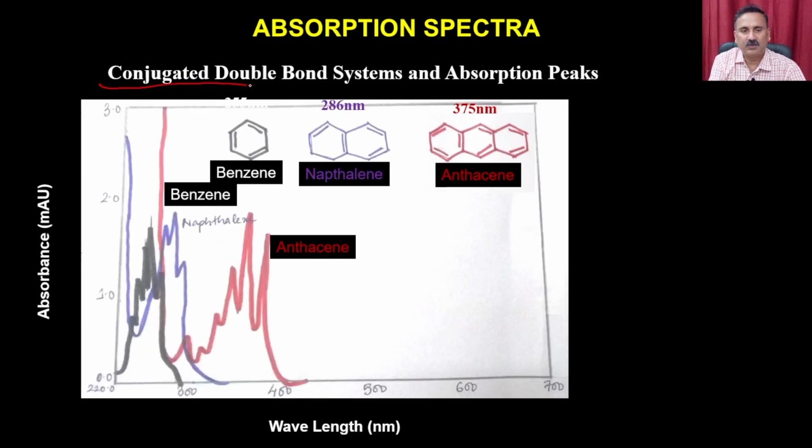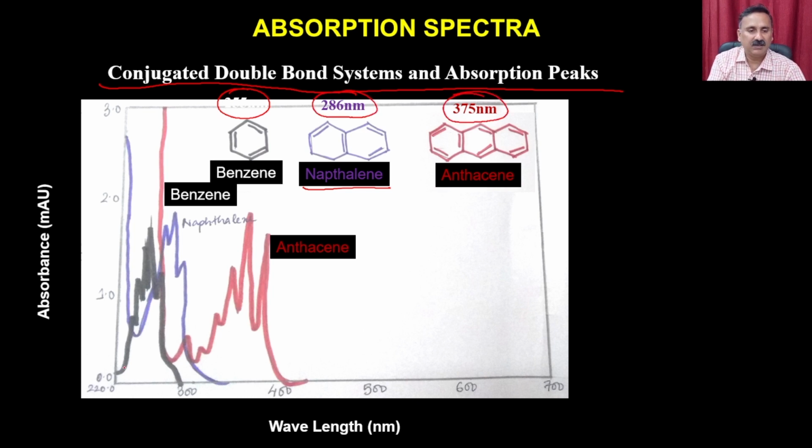Then you can see another system: the conjugated double bond system and absorption peaks. In this case, I have taken three examples. One is benzene, which absorbs at 255 nanometers. Then we have naphthalene. So here you have one benzene ring, here you have two benzene rings, and here you have three benzene rings. This one absorbs at 286 nanometers, and this one absorbs at 375 nanometers.